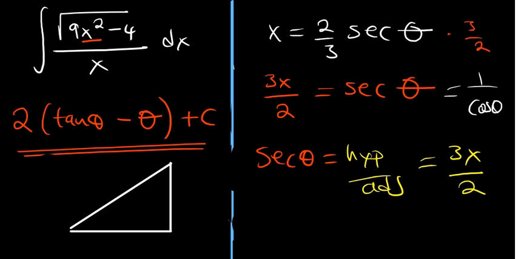Okay, so taking this angle to be our theta, the adjacent is 2, and the hypotenuse along the side is 3x. So we can find the opposite. From Pythagoras theorem, it's going to be the square root of the difference of the square of the hypotenuse minus the square of the adjacent side. So it's going to be the square root of 9x squared minus 4. That's from Pythagoras theorem.